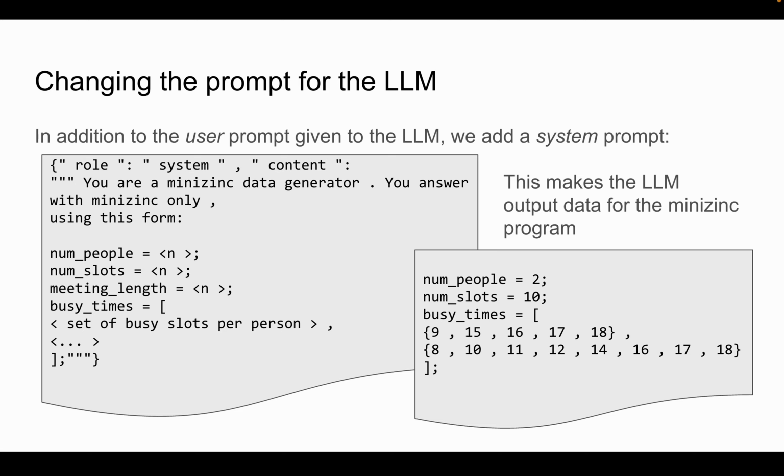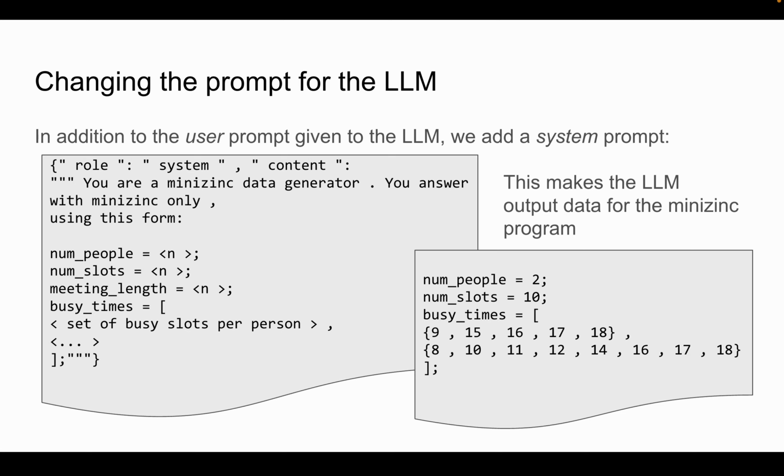And so we changed the prompt for the LLM, so we add a system prompt in addition to the previous example user prompt. In the system prompt, we tell the LLM that it is a MiniZinc data generator and it can only answer with MiniZinc data in a specific format. And well, it does seem to output data at least in the correct format, at least some of the time.